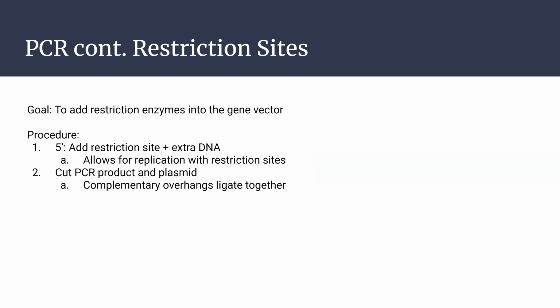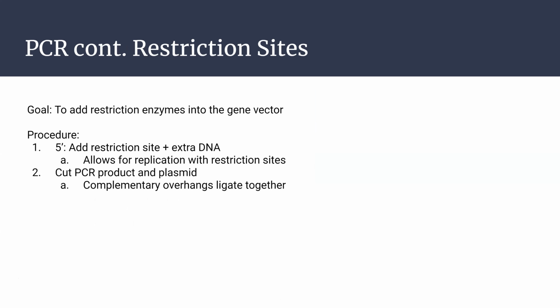Say you have a vector and you want to add a restriction site to it so you can cut at a specific point. So basically, you're just going to go to the 5' end of your DNA sequence, and add a restriction site to that end, plus some extra DNA bases, and that's just to help when it cuts, it's going to be clean.